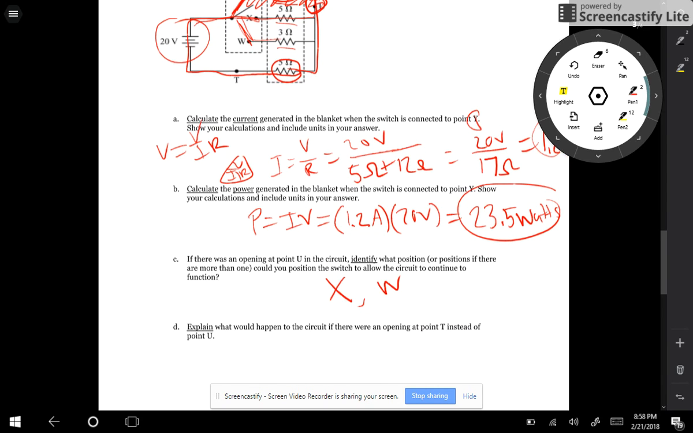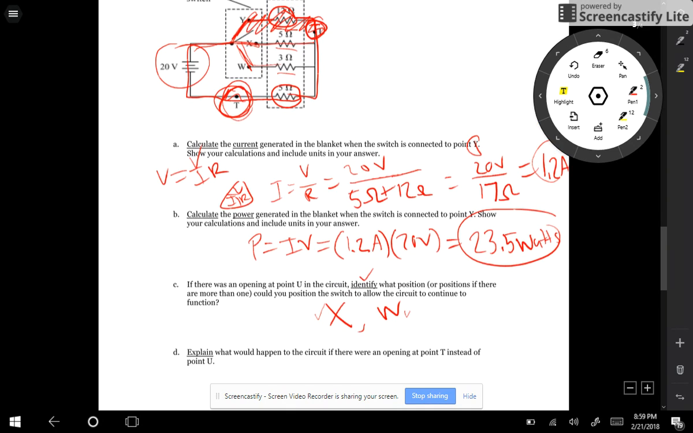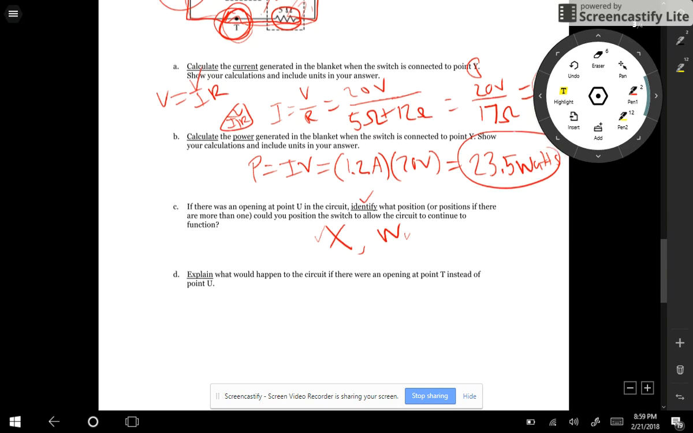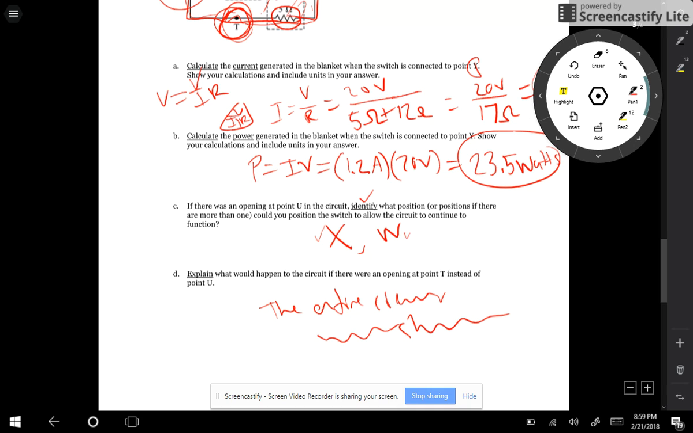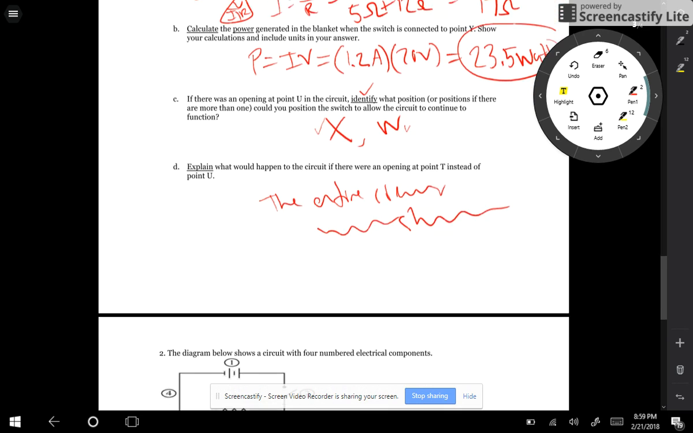However, explain what would happen. So we identified, which means we could just simply put these answers. But to explain, we have to put some writing. What would happen if there's an opening at point T here? As you know, this opening here would be devastating to the circuit because that would shut down the entire circuit, okay? The path would not be complete to get to these resistors. Everything would shut down. So you would just basically say that the entire circuit would shut down, except you actually write words, but you heard what I said. All right, so nothing would work. It'd be an open circuit.